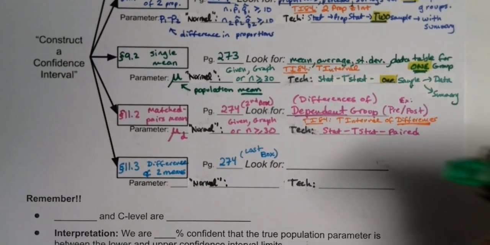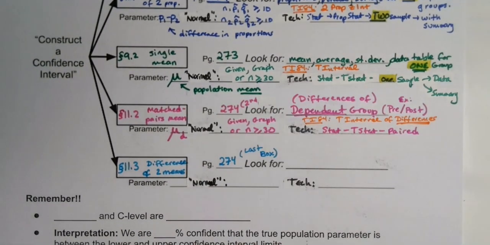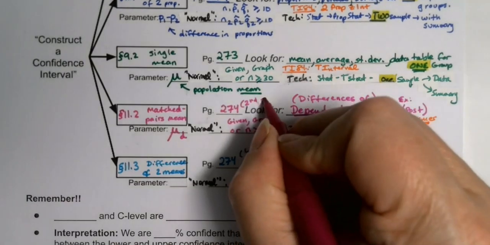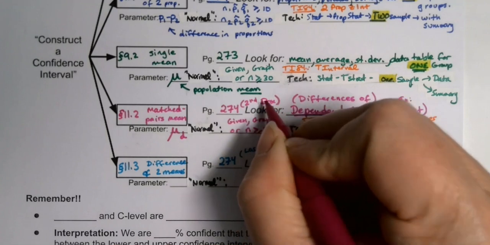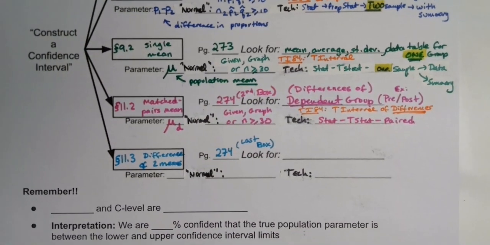Sorry, that word box right there is bugging me because it's still really small. So let me make it bigger. Box. There we go. That's a little bit bigger. All right, so it's the last box on page 274.